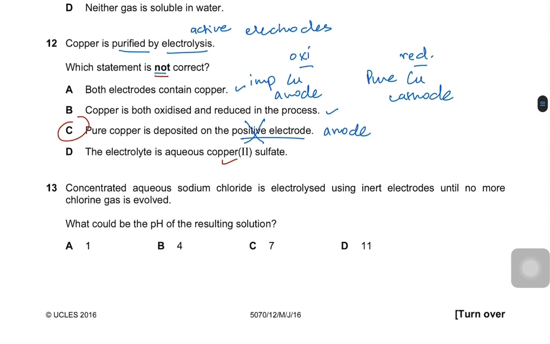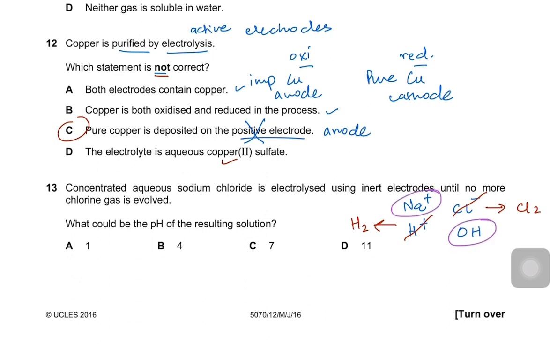Concentrated aqueous sodium chloride is electrolyzed using inert electrodes until no more chlorine gas is evolved. So let's recall that concentrated aqueous sodium chloride contains these ions. Since it's concentrated, chlorine would be evolved, and among sodium and hydrogen, hydrogen ions would be discharged, so hydrogen gas would be evolved. What is the remaining substance? That is sodium hydroxide, which is an alkali, so the pH should be alkaline, which is 11.